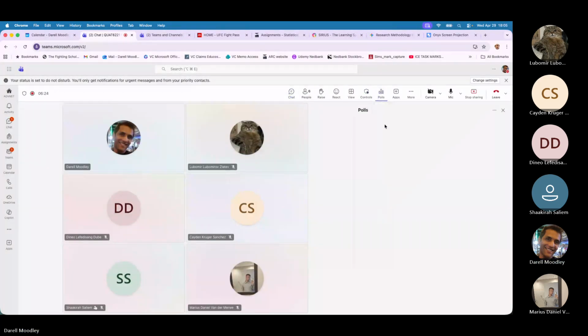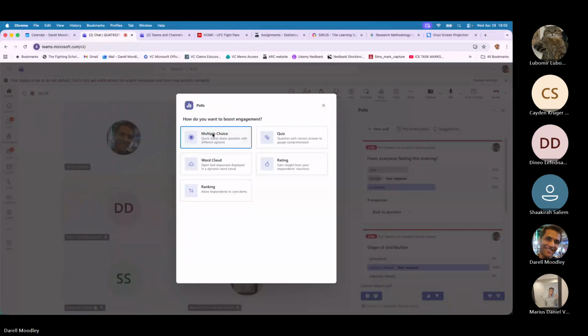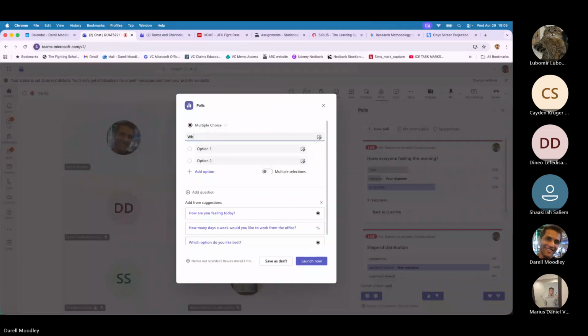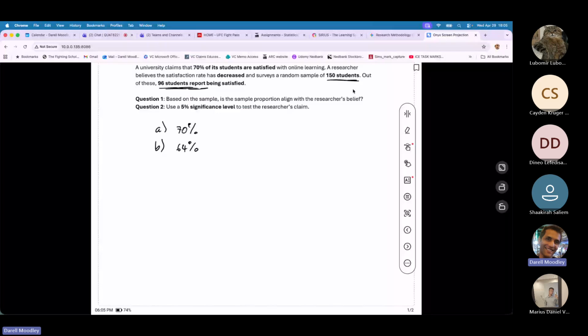Nobody? I'll create a poll, and then you need to answer that. All right. Let me just create that. Percent of sample are satisfied with online learning. And this is important because this is going to be the context for the remaining questions. Option A, option B. All right, so I'll go back to here and give that a try. Please make an attempt on this. I want to see your understanding. The question I'm asking is, out of those 150 students that are sampled, what percent are satisfied?